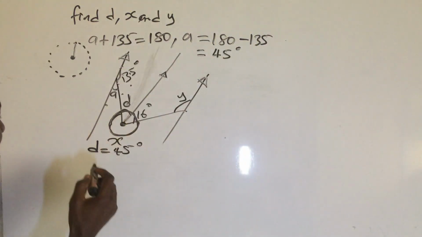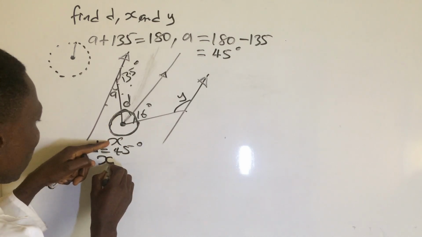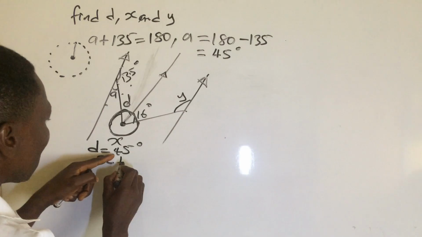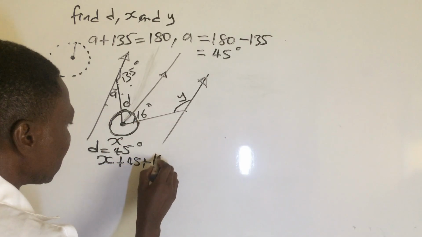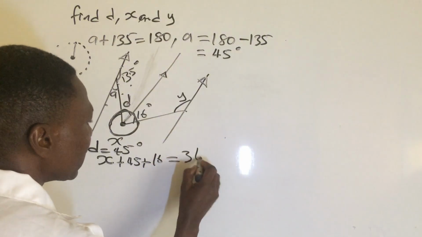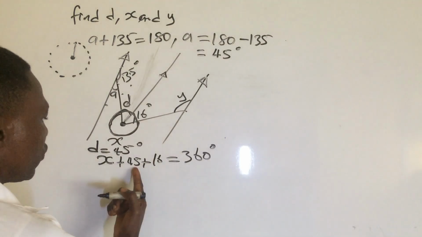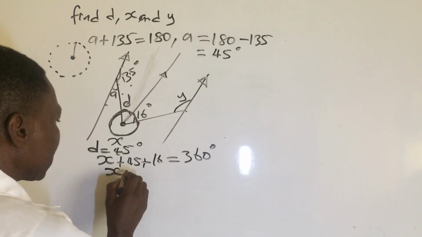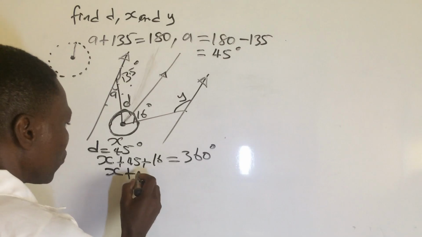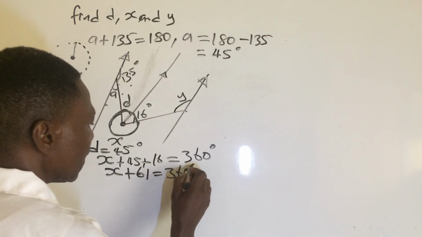Now we say the x we are looking for plus d, which we calculated to be 45, plus the 16 already there, will give us 360 degrees. Now we add these two like terms: 45 plus 16 gives 61. So x plus 61 equals 360 degrees.